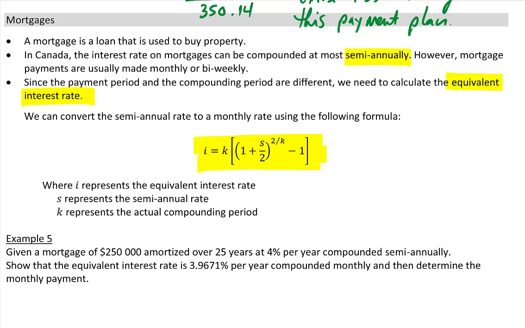So where i equals that equivalent interest rate, S represents the semi-annual rate, which you'll usually see, and k represents the actual compounding period. So if this happens to be monthly, then this k value will have to equal 12. If it's bi-weekly, like the example above, then the k value would be 26, and so on.